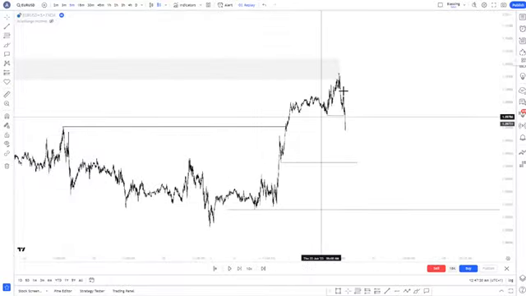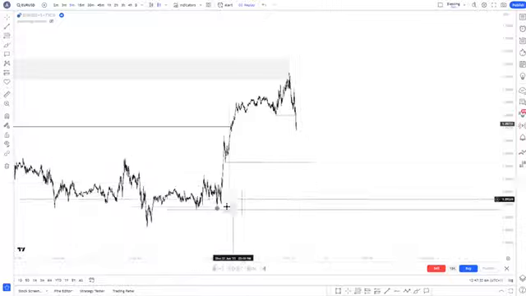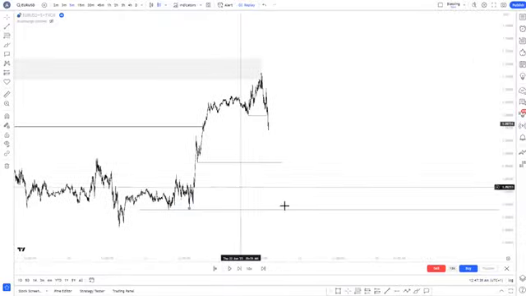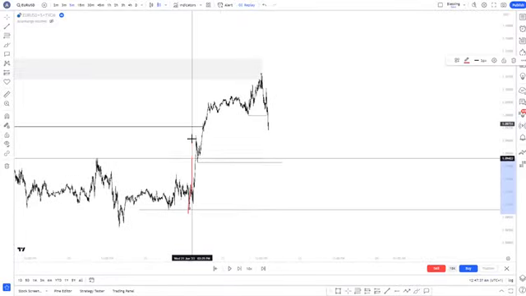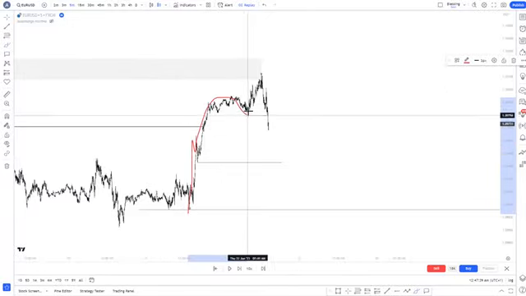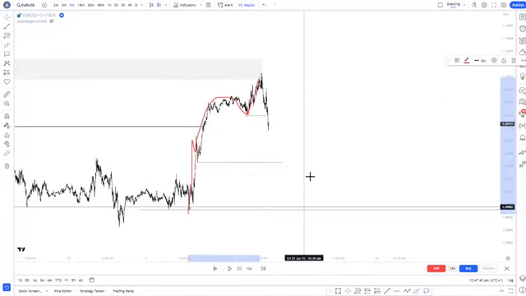Where is the low that led to the high? This was the low that led to the high. Remember, this is the low that led to the high. So we have this push, we have all of this, we have this push. This is the main pullback. And we have this.